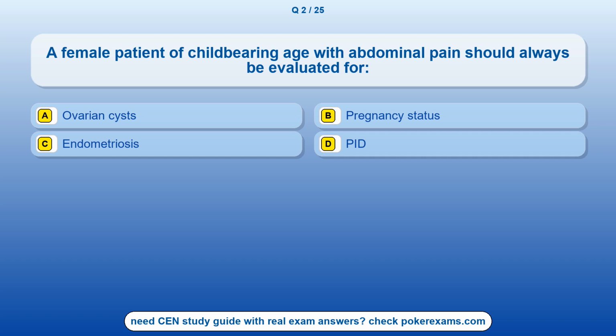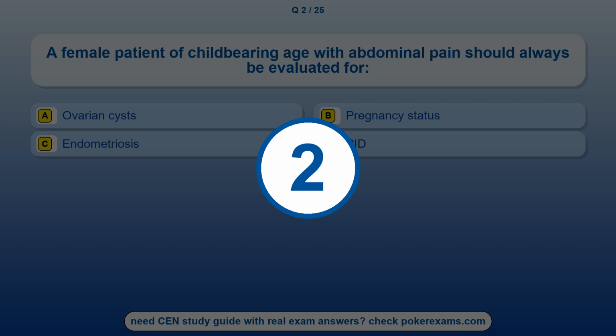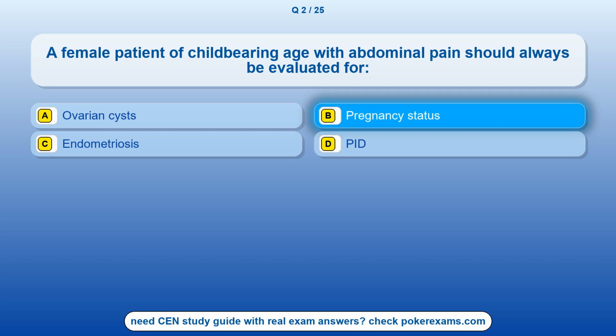Question 2. A female patient of childbearing age with abdominal pain should always be evaluated for: Option A. Ovarian cysts. Option B. Pregnancy status. Option C. Endometriosis. Option D. PID. The correct answer is option B.